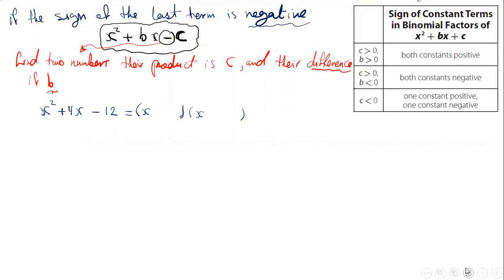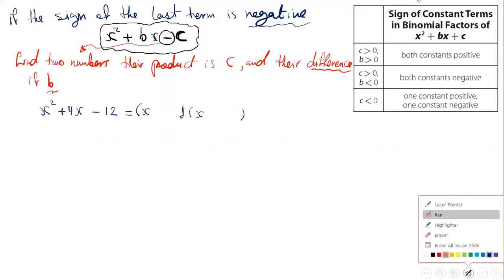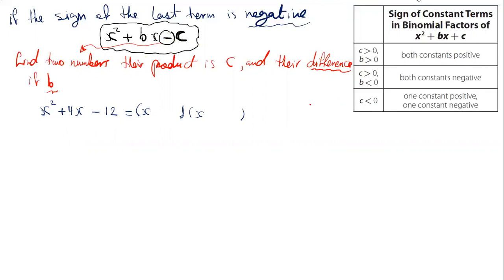Let's check the factors of 12. I will start with 1 times 12. 1 times 12 will be 12, but 12 minus 1 will not be 4. No. So I will not use 1 and 12 as factors.